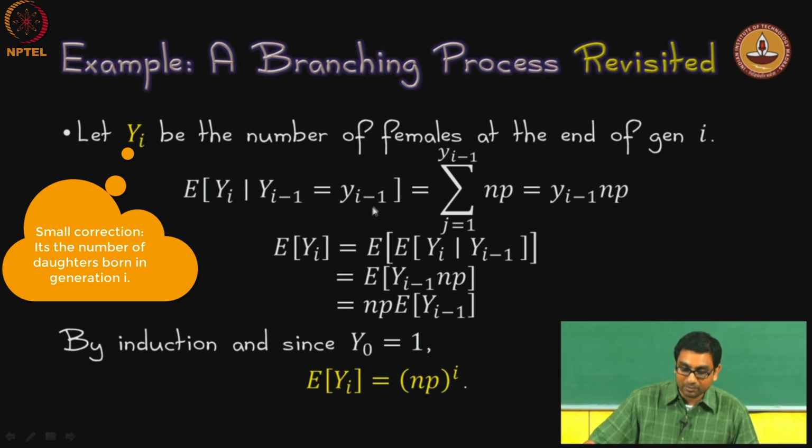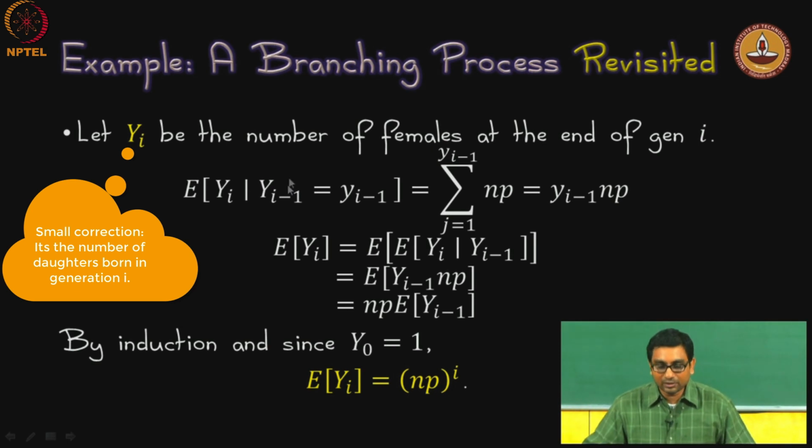So, remember this is a random variable, but this is a specific number. If you know that in the previous generation you had a specific number of females, then you know that each one of those females is going to have, on expectation, np daughters. So, what is the total number of daughters at the end of the ith generation? It is the number of females in the previous generation times n times p. This should be straightforward.